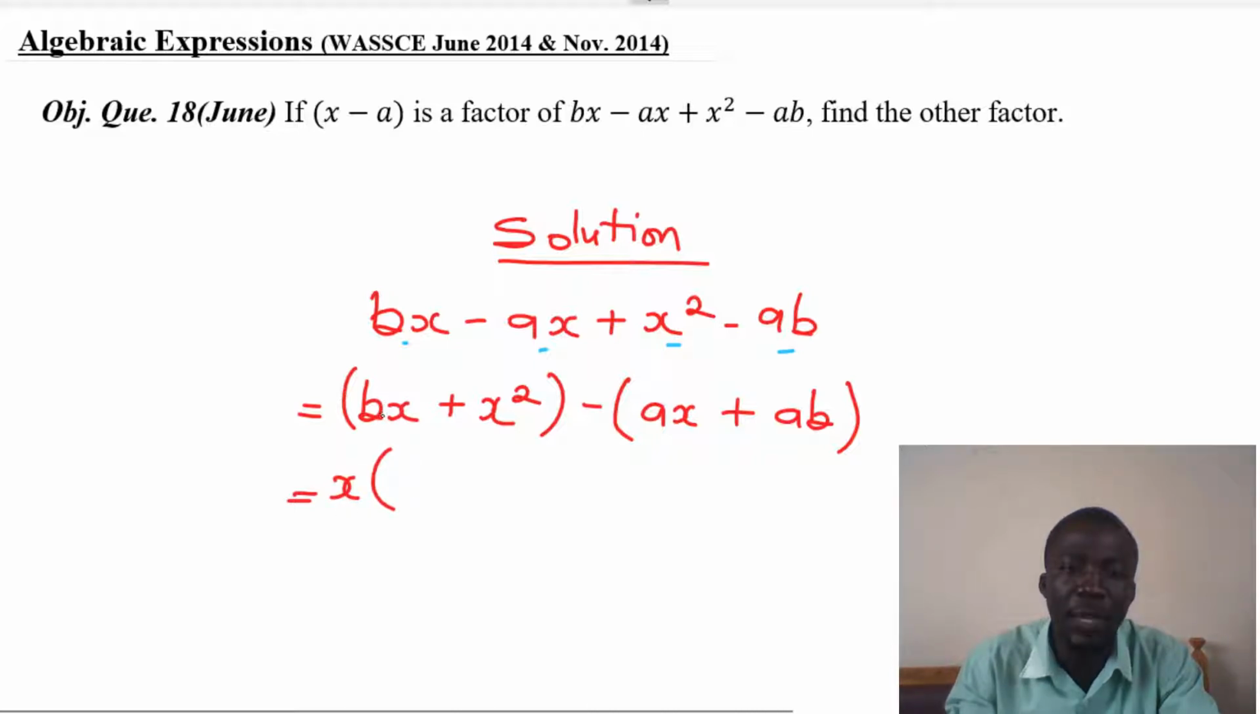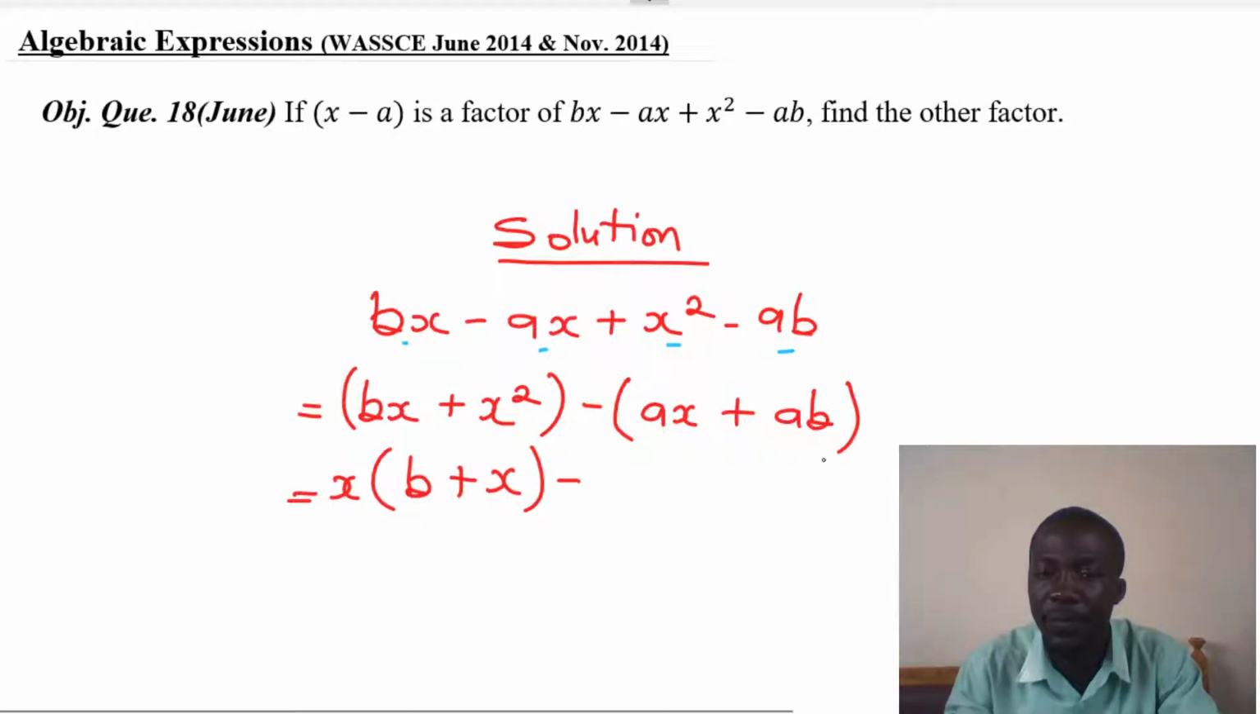Then x goes into bx, or bx divided by x, we'll be left with b. Then plus x squared divided by x, we will be left with an x. Then we move on to the next group, which is negative ax plus ab. The common factor, we have a here and also have another a here, so we can factor a out into brackets. A goes into ax, we will have x. Then a goes into ab, we have b, so x plus b.